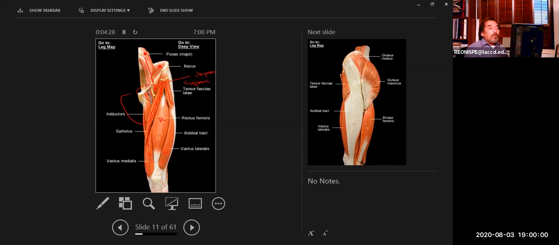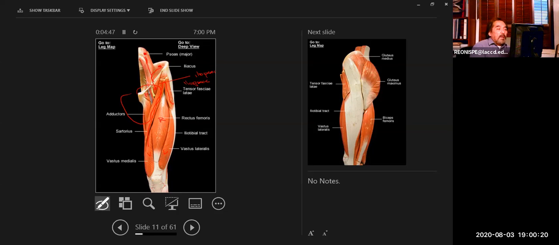So the iliopsoas muscle is the combination of the psoas major and the iliacus. It actually goes to the thigh area. That's why it's not something that you should take for granted, because that's part of the muscles of the thigh.